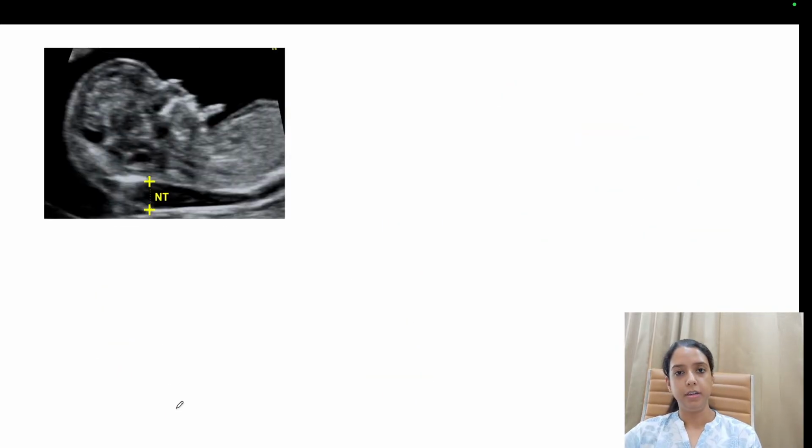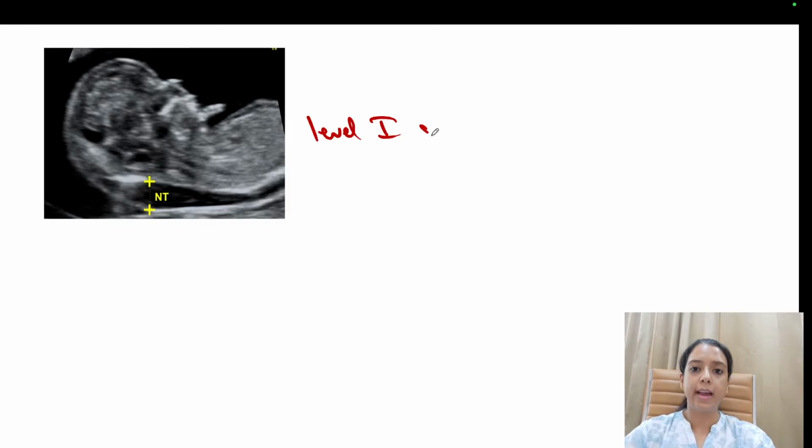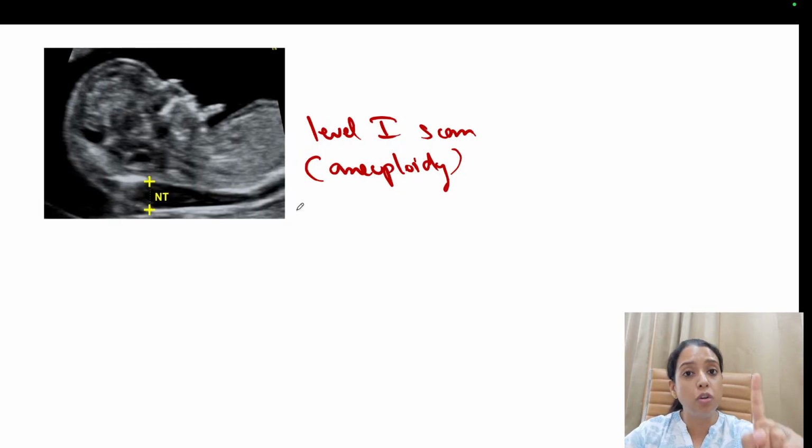What is this? So we started with physiological changes. Now we are coming slowly to the early changes in pregnancy, the early screening in pregnancy. What is this? This is nuchal translucency. इसको हम बोलते हैं level 1 scan. Level 1 scan is done for which pathology? It is done for aneuploidy. Remember, this scan is not done for neural tube defect. It is done for aneuploidies.